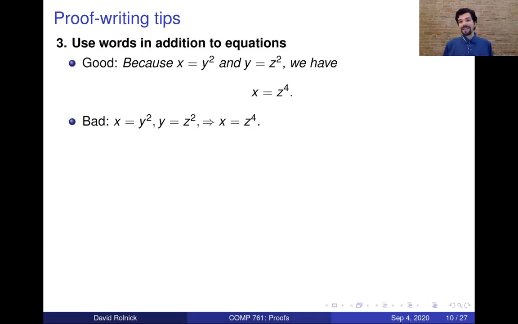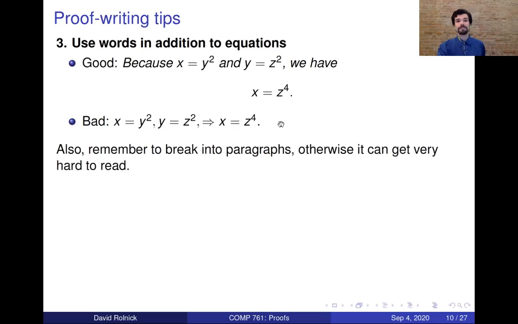Just because there's math involved doesn't mean that I don't speak in words or think in words. So try to write in complete sentences, like: because x equals y squared and y equals z squared, we have x equals z to the fourth. Much more readable. It makes it much more clear what the conclusion is and what the reasons for that conclusion are. In general, think about writing in complete sentences and using your equations within those sentences. Obviously, symbols and equations are extremely useful. They just should be used within normal human language.